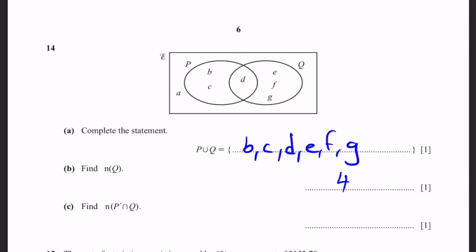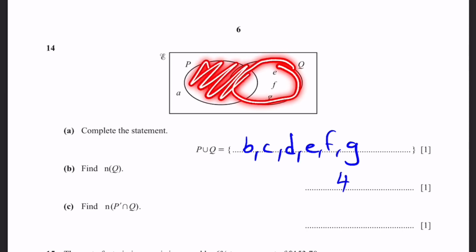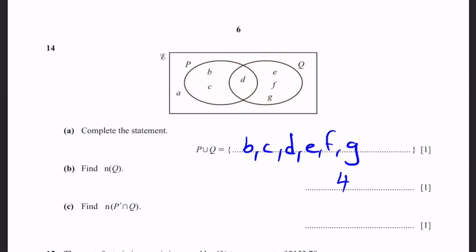C. Find n of P prime intersection of Q. That means everything outside P, get rid of P, everything outside P, intersection of Q. So that means it's only this part over here. Or, I'll just show it clearer, this part. And that means there's 3, E, F, and G. So n of P prime intersection Q is 3.